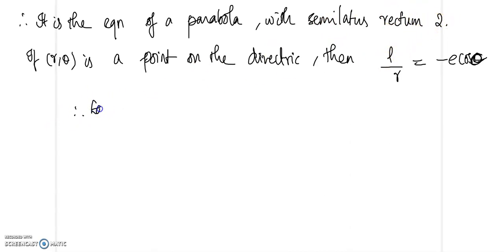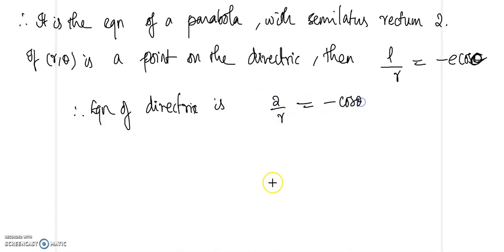So therefore the equation of the directrix will be 2 by r equal to minus cos theta. So that will give us r cos theta plus 2 equal to 0. So that is the required equation of the directrix.